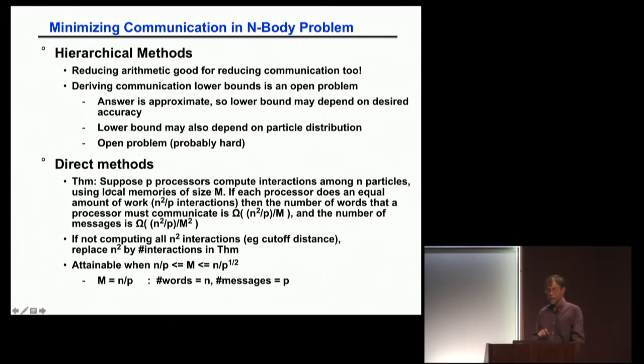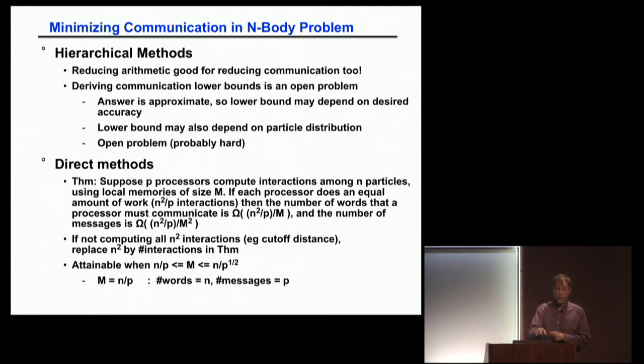But there is an example where we have an actual theorem and an algorithm for hitting a lower bound. And this sort of refers back to something I did before. Let me just tell you the theorem. Suppose we're just running the direct order n squared algorithm on P processors. And what I want to do is ask how much data I have to move around between all the processors in order to implement that.